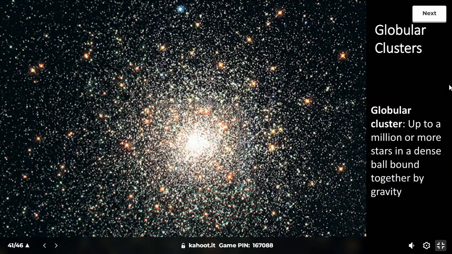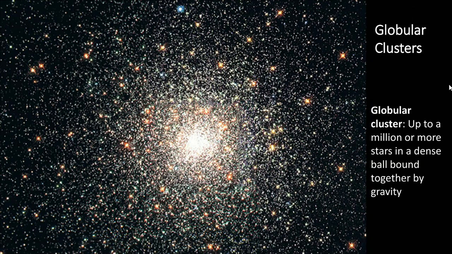Then on the other extreme, you have globular clusters. These have up to 1 million or more stars in a very dense region of space, and they're all interacting with each other very strongly gravitationally. The sun is not in a globular cluster because we do not have a lot of stars like this very close to us.